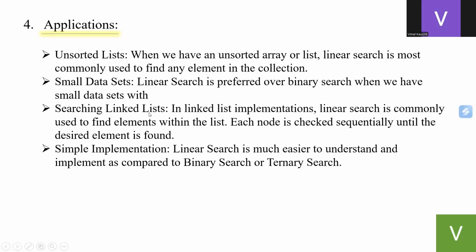Searching a linked list. In the linked list approach, we search linearly to find whether the element is present or not. And simple implementation. Linear search is much easier to understand and implement as compared to binary search or ternary search. So these are the applications of linear search.